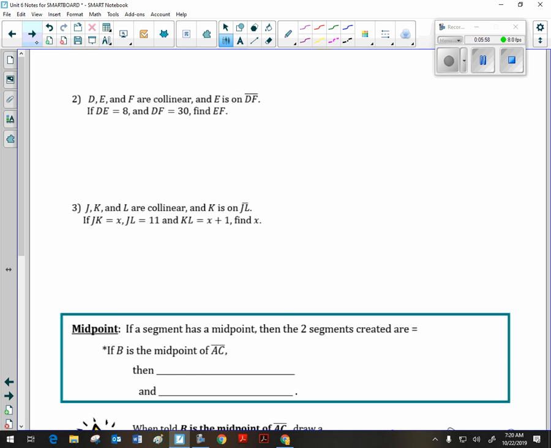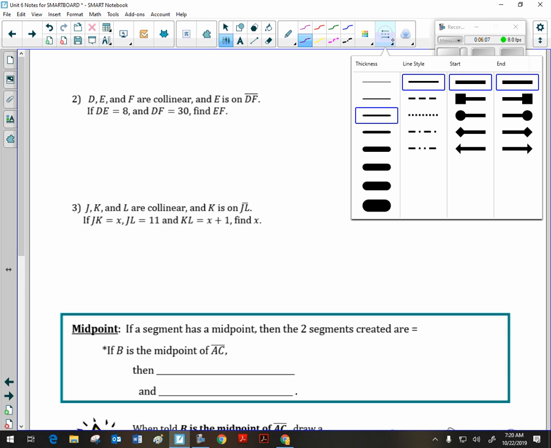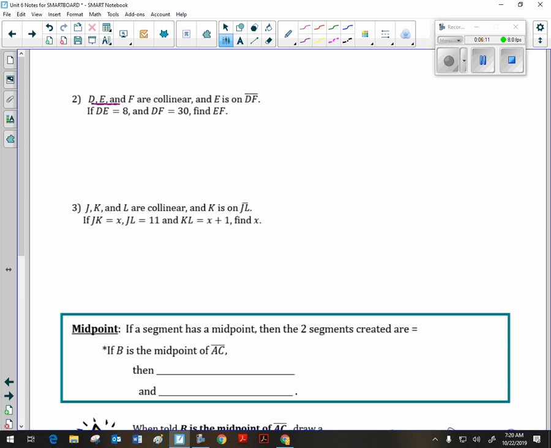Let's move on to the next question. In the next question, it's the same scenario. We have 3 points that are collinear. But the thing that's different here is that they've changed the names of the points. Instead of A, B, and C, it's D, E, and F, but they're still collinear. My segment goes from D to F, and E is somewhere in between D and F.